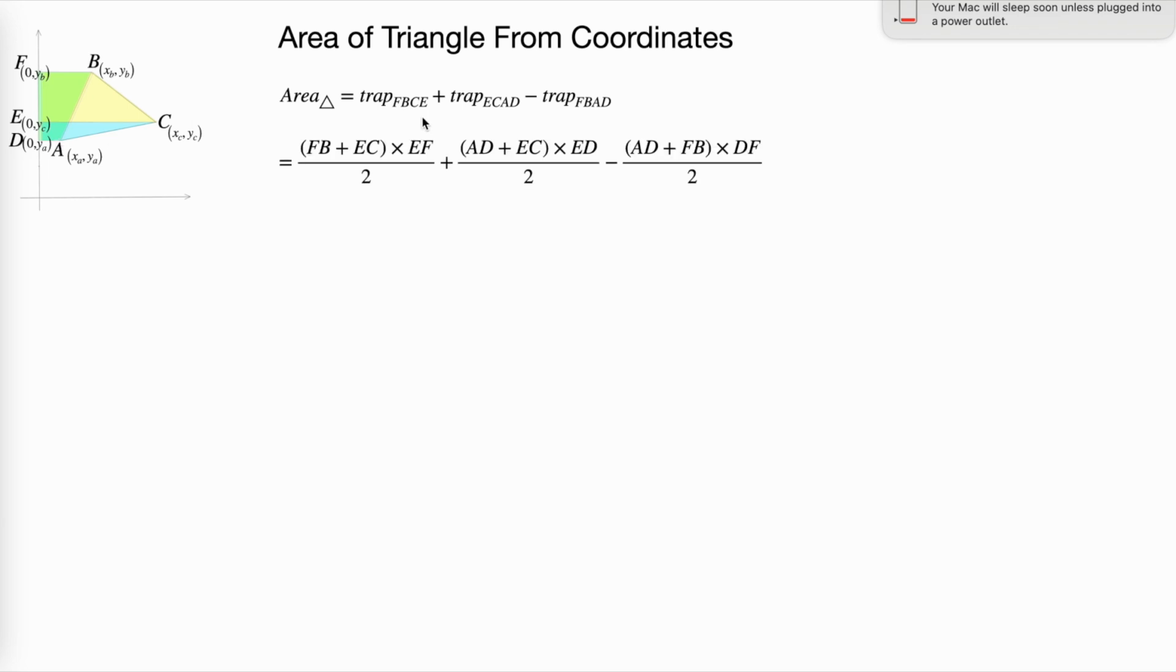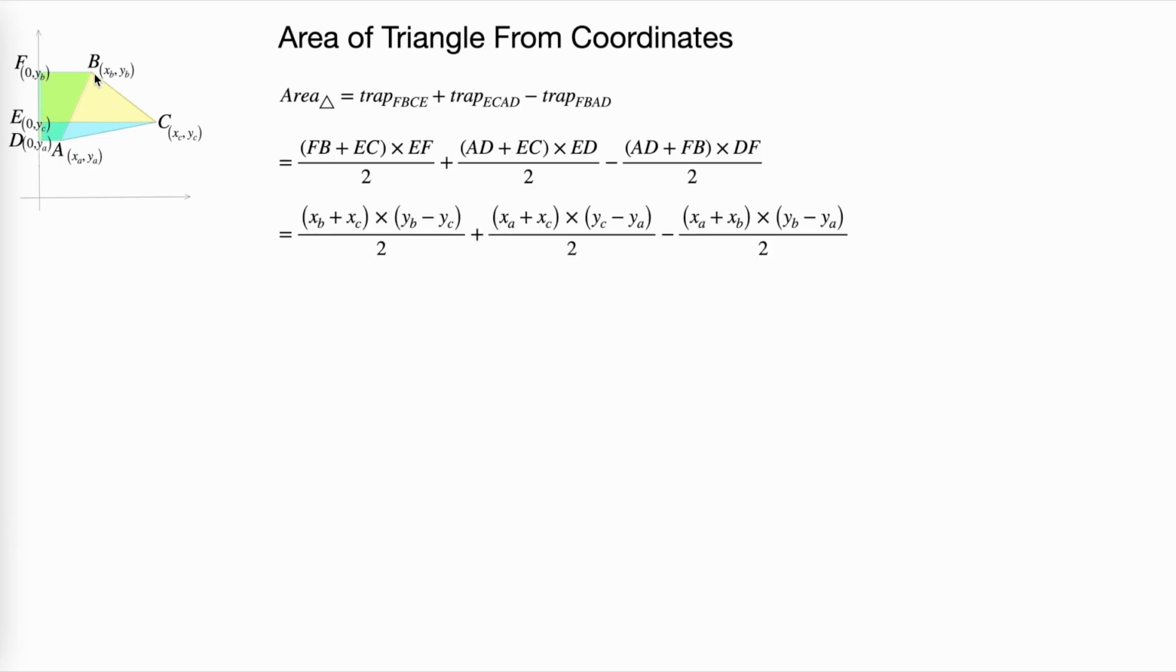Trapezium FBCE: the area of a trapezium is little base plus big base divided by 2 times the height. The little base is FB, the big base is EC, times the height, which is E to F, divided by 2. The blue trapezium: the little base is A to D plus the big base E to C, times the height E to D, divided by 2. Take away the green trapezium: the little base is A to D, plus the big base F to B, times the height D to F, all divided by 2.